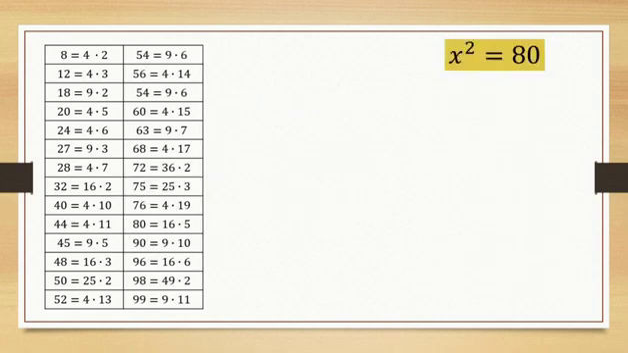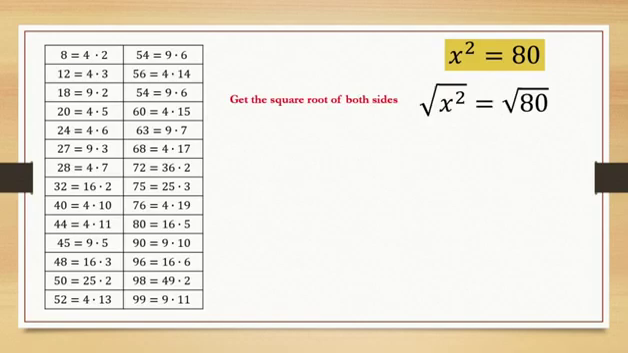Next, x squared is equal to 80. Again, 80 is not a perfect square, so get the square root of both sides. We have the square root of x squared is equal to the square root of 80. Let us now find the factors of 80 that have a perfect square.